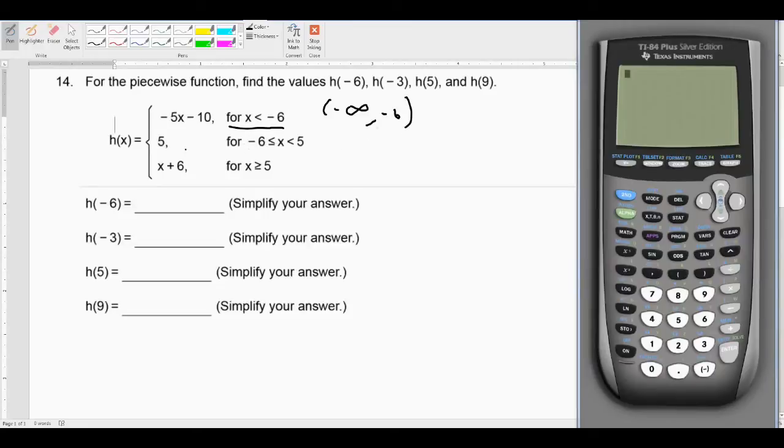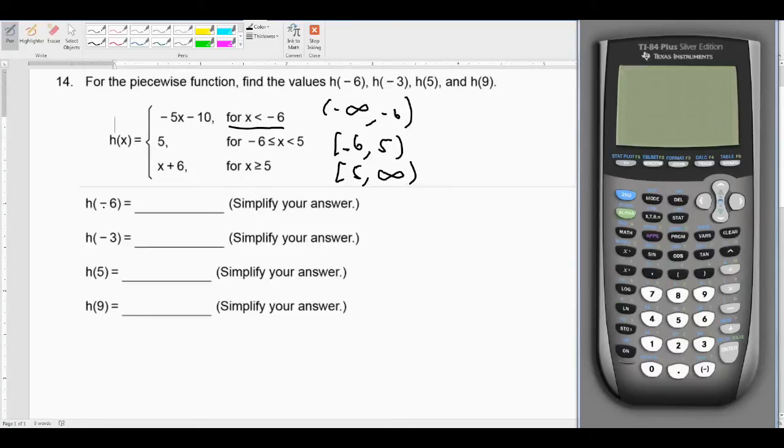Now for this piece, the negative 6 is included, but the 5 isn't. So we use parentheses around the 5 and a bracket around the negative 6, because it's saying that x is between negative 6 and 5, but the negative 6 is included and the 5 is not. So that's why we have brackets and parentheses. And then for this piece, we have where x is greater than or equal to 5, so we can use a bracket around the 5 and then go forever to infinity.